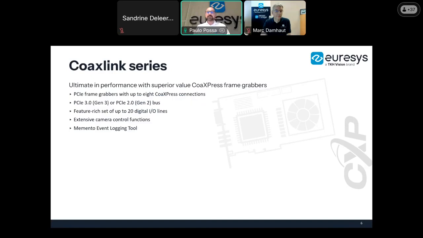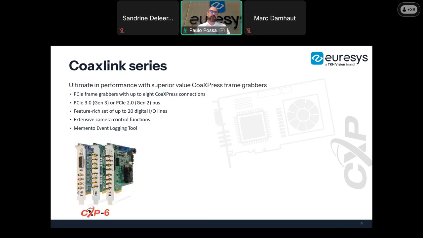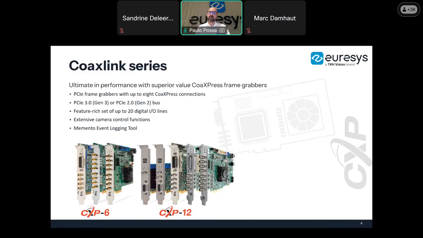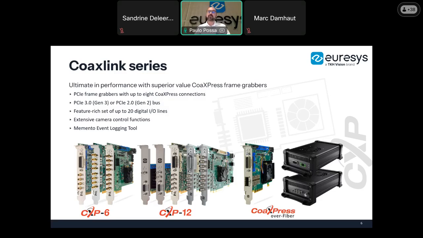The Coaxlink series is a family of CoaXPress frame grabbers targeting high-performance machine vision applications. With this family, we cover a wide range of CoaXPress configurations, going from 6x6 with 4 to 8 connectors, 6x12 with 1, 2, and 4 connectors, and also CoaXPress-over-Fiber, which allows us to use fiber cables to transfer images from camera to frame grabber.